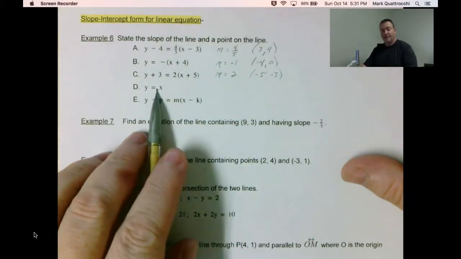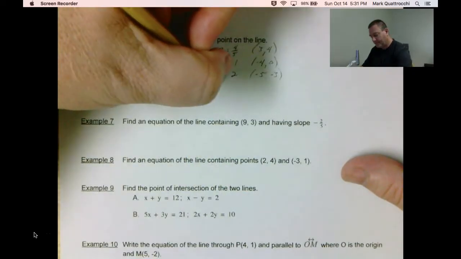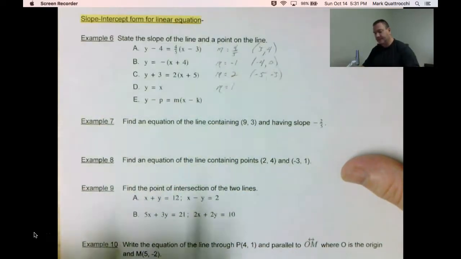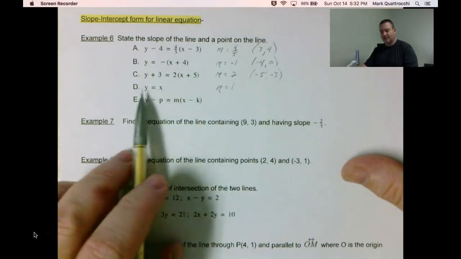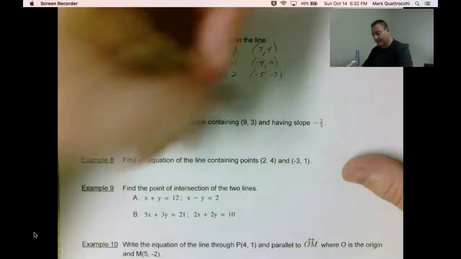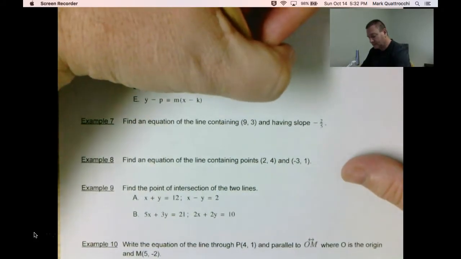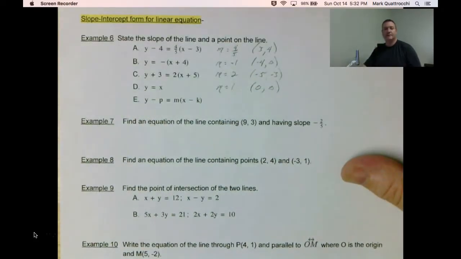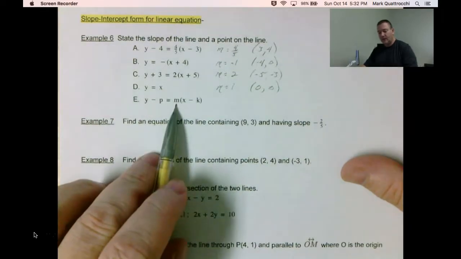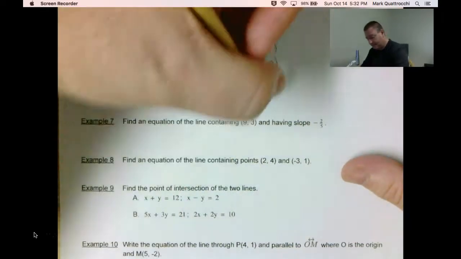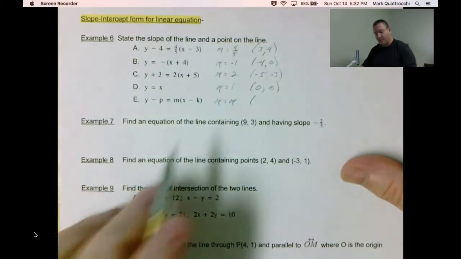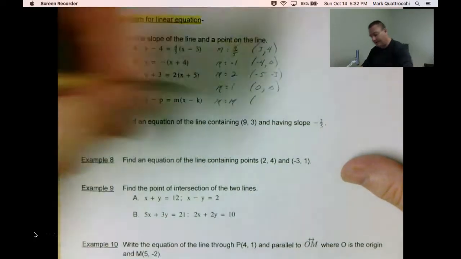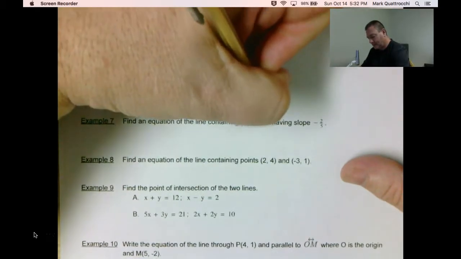Okay, so here we have a slope of 1. That's easy. And what's being added or subtracted to the x? Nothing. What's being added or subtracted to the y? Nothing. 0, 0. The origin is a point on that line. Here we have a slope of m. M equals m. And we have the point k, p.